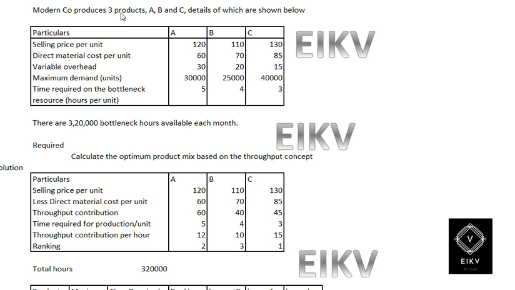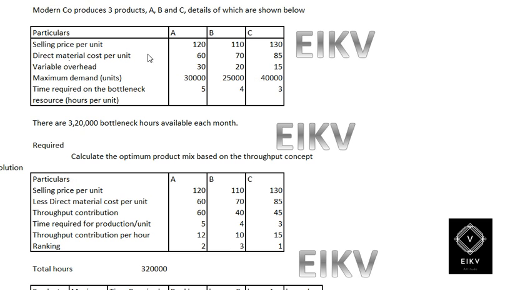In this illustration, Modern Company produces three products, named A, B, and C, and the other details are given below. We have a table with four columns, which contains particulars and the product names A, B, C. The first item is the selling price, given as 120, 110, and 130 each.